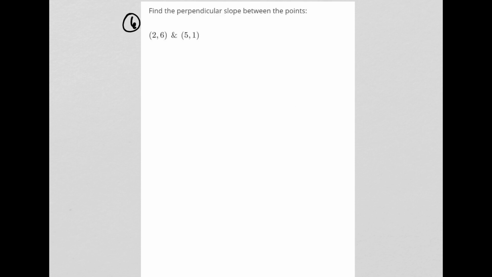Number 6, I'm asking you to find the perpendicular slope between the points. This is still the same set of points we've used, so we found its slope to be negative 5/3. Perpendicular slope is where we change stuff. We first change the signs, so it's going to go from a negative to a positive, and then we flip the numbers. So instead of 5 over 3, it's actually going to be 3 over 5, and that's our perpendicular slope.